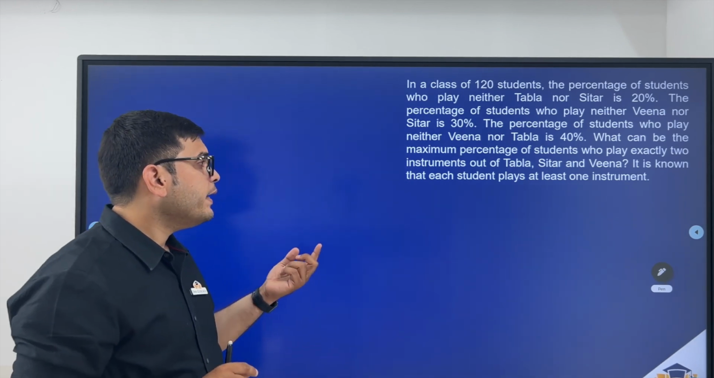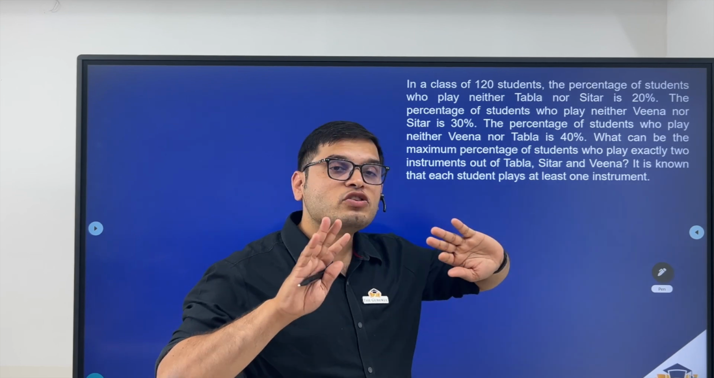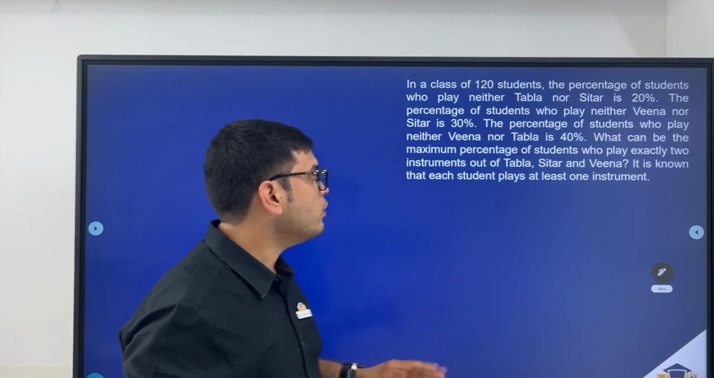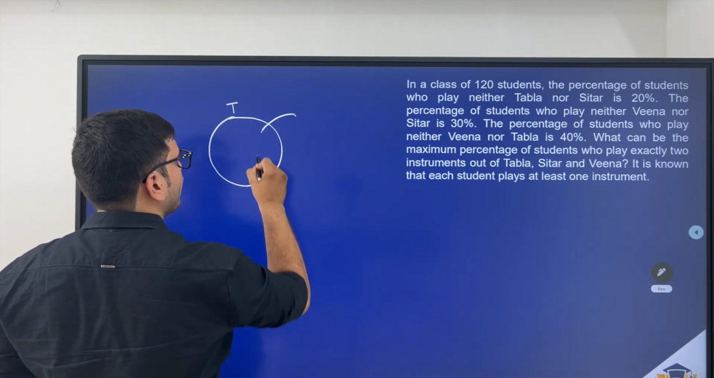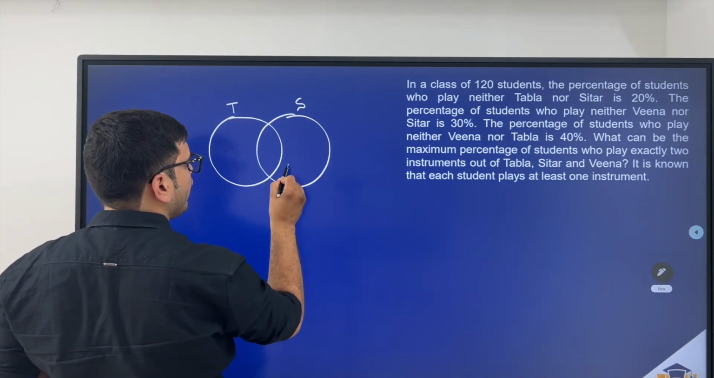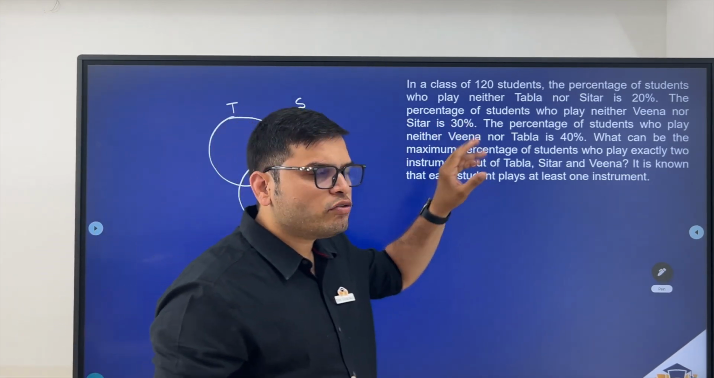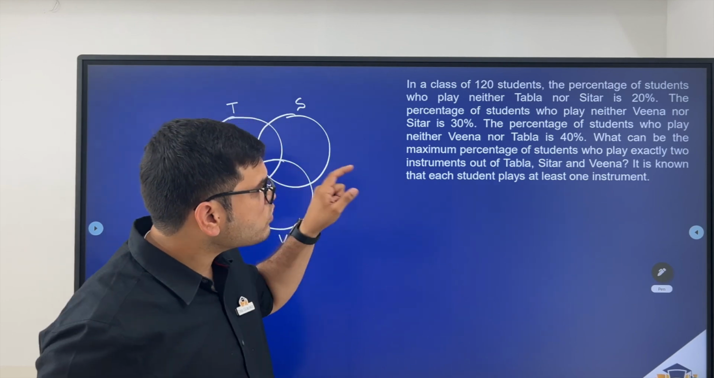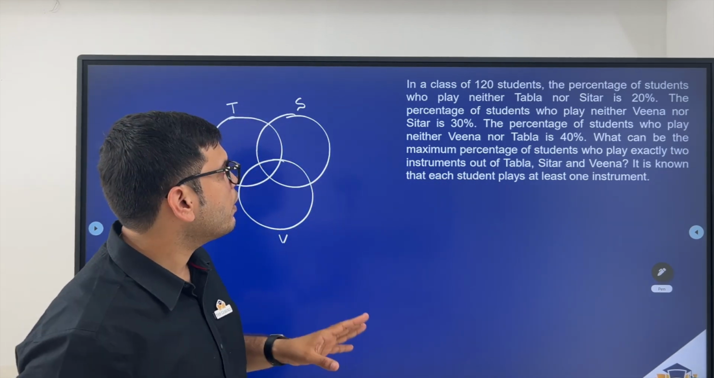It is known that each student plays at least one instrument. So there is no student who does not play any of the three instruments, right? So we have three instruments here. We have tabla, we have sitar, and we have veena, right? Now let me consider the values in percentages, because we are asked to find the maximum percentage of students who play exactly two instruments, right?